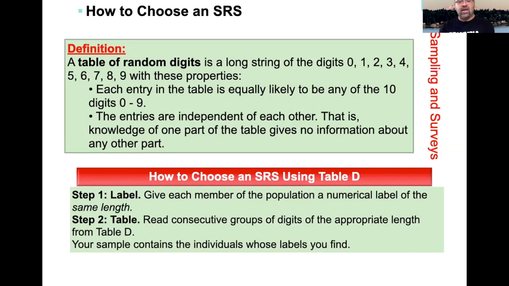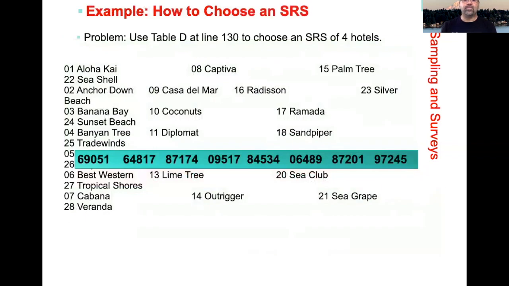Let's see, how to choose a simple random sample using table D. Well, you number everybody, and then you go across from a random starting place on table D. Here's a section of table D. This is what it looks like, highlighted in blue there. The formatting of the table here looks a little crazy, but that wasn't supposed to look like that. But anyway, if you go to your table D, you'll see that line number 130 looks something like this.